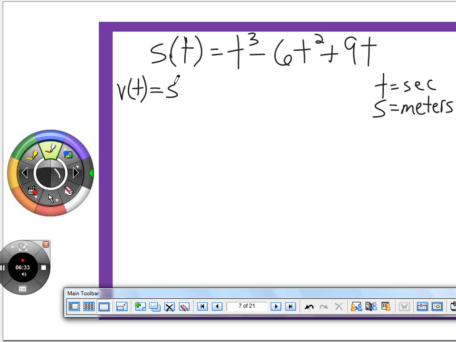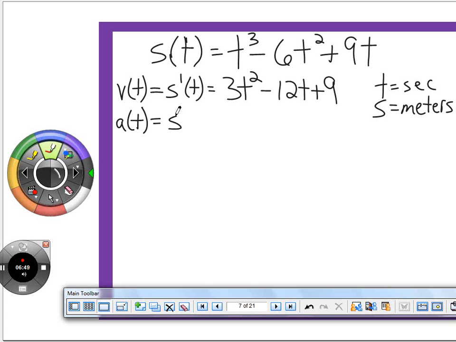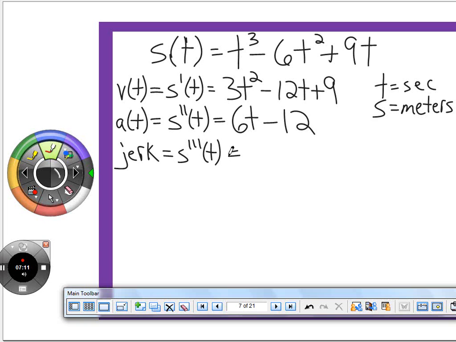So velocity equals s prime of t, and that would be 3t squared minus 12t plus 9. If we wanted the acceleration, it would be the derivative of that, so s double prime of t equals 6t minus 12. There's also something called the jerk, the rate of change of your acceleration, and that's s triple prime of t, which would be 6.